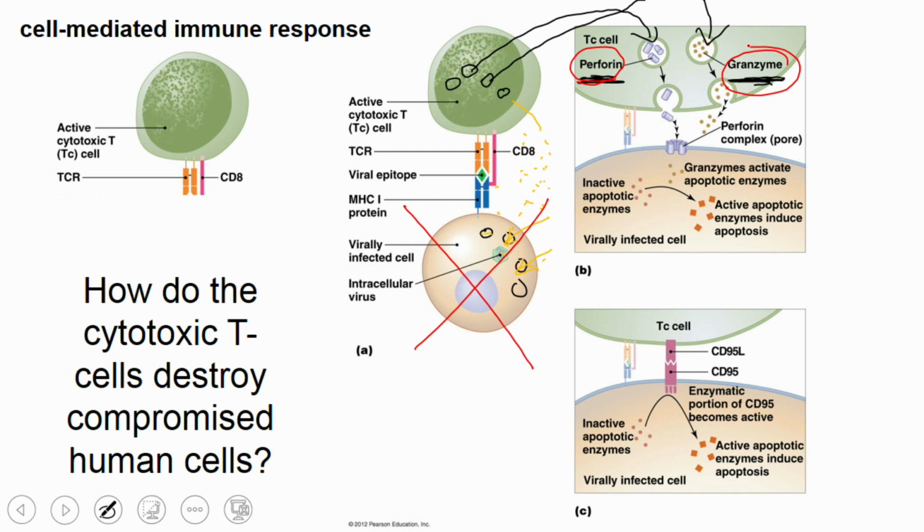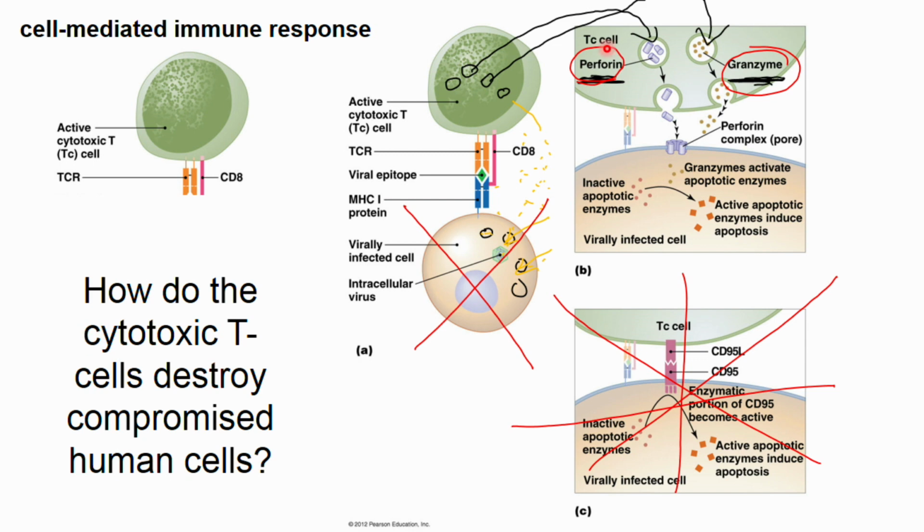And then there's another way, but we don't need to discuss that for the purpose of this class. Just know the discussion on perforins and granzymes. So what stimulated this cytotoxic T cell to do that? It's all about the interaction between the T cell receptor and the viral epitope in the MHC1 protein. And that is how a cell-mediated response destroys compromised human cells. So we'll leave it at that.